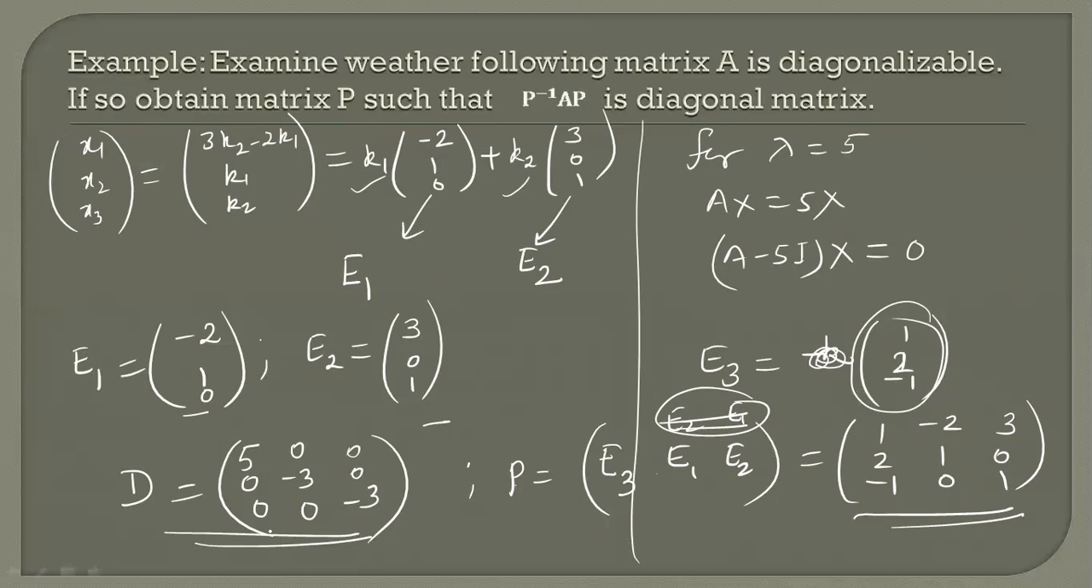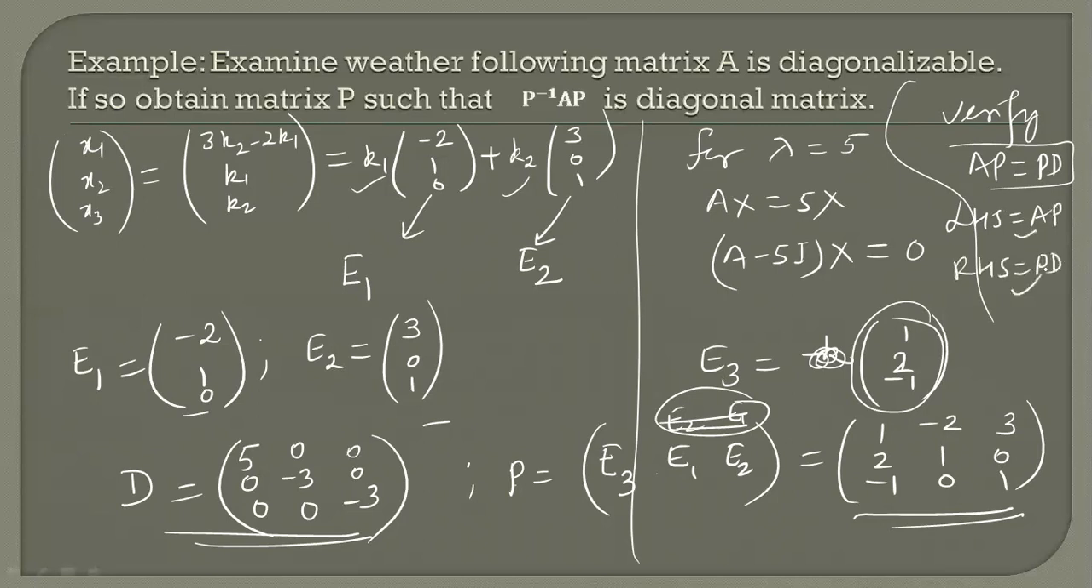Now how to verify diagonalization? There is no issue here. You just verify AP equal to PD. Take the LHS, multiply A and P, and take the RHS, multiply P into D. Both multiplication values will be the same. This is called the process of diagonalization.